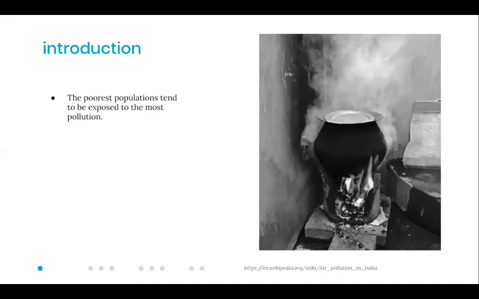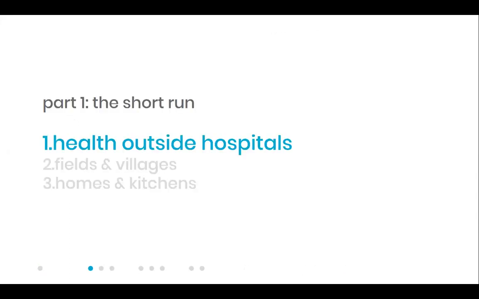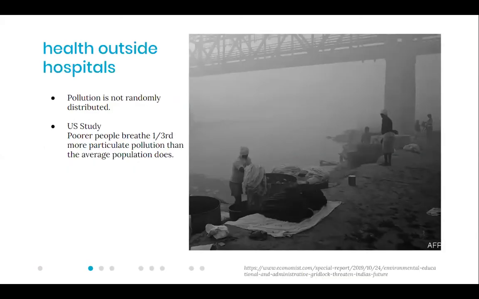But unfortunately, the truth of the matter is that the world over, and not just in India, the poorest populations of the world are exposed to most of the pollution. So in the short run, he first looks at health outside hospitals. And in this chapter, he tells us that pollution is not randomly distributed. And he refers to this American study because data is hard to come by from the Indian government, where it was found that the poorest populations of the city were breathing in 1/3 more particulate pollution than the average population of that city.